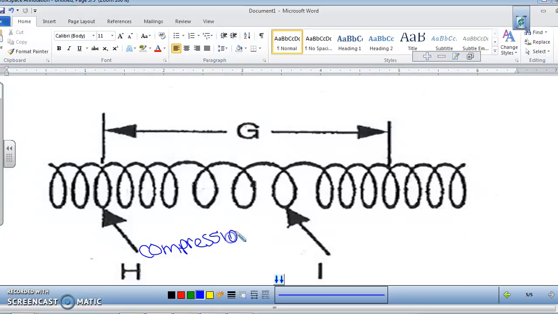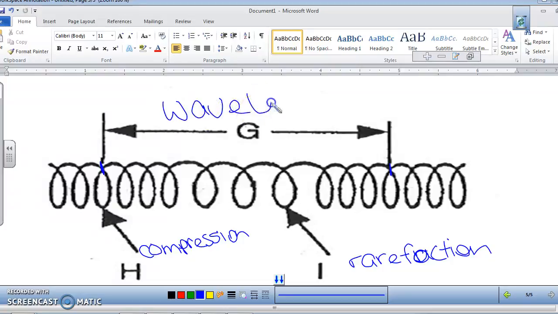And then if you look at part I, there's not a lot of coils, so there's not a lot of energy, and that's called a rarefaction. Sorry, faction, not fraction. And then finally, just like with transverse waves, you still have where a wave begins to where another one can begin, and that's considered the wavelength.